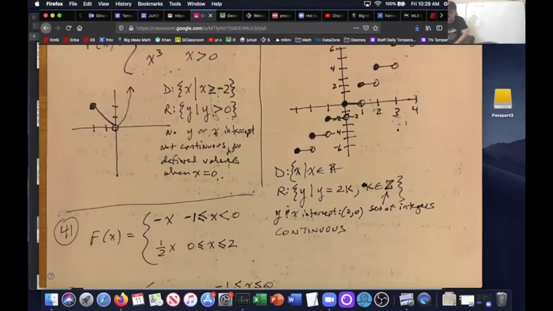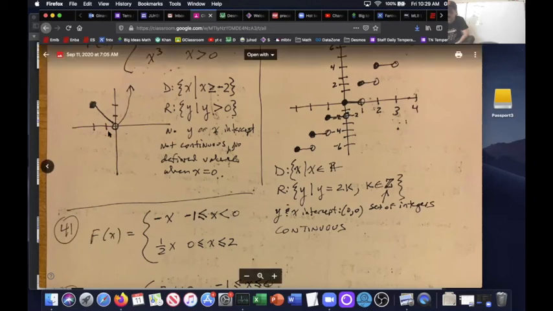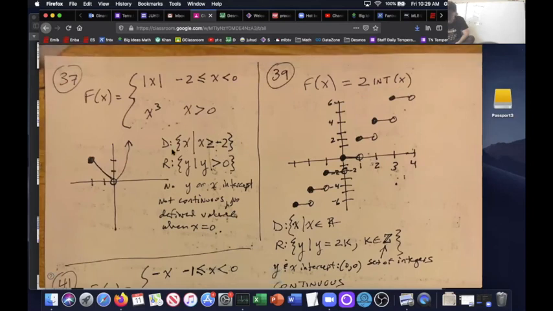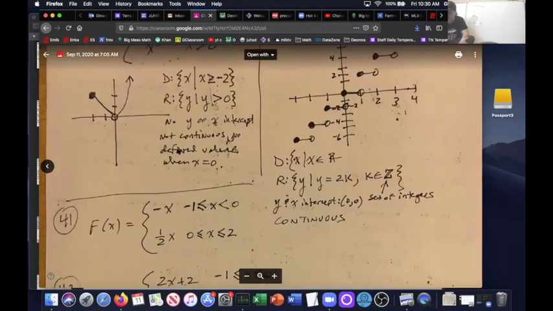And again, this is continuous because each value in the domain is associated with a valid value in the range. Whereas over here for 37, in the stated domain, right, there is a value in the stated domain of 0 that does not associate with a value in the range. Okay, so it's not continuous when x is 0.